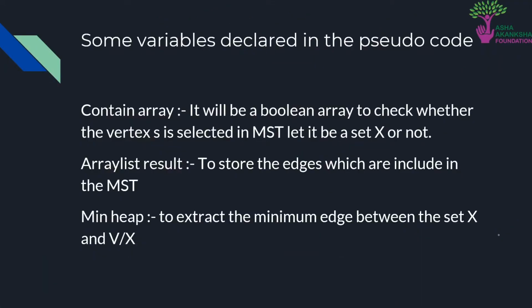So before moving on to the Prim's algorithm, I am declaring some variables, which is a contain array. It is a Boolean array, which was explained in the previous slide, that checks whether the vertex is selected in the MST or not. An array list result to store the edges which are included in the MST, and a heap to extract the minimum edge between the set X and V minus X.